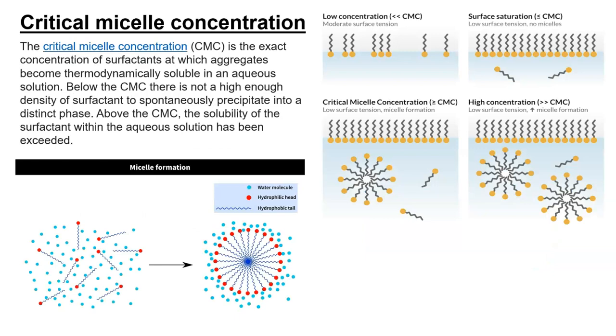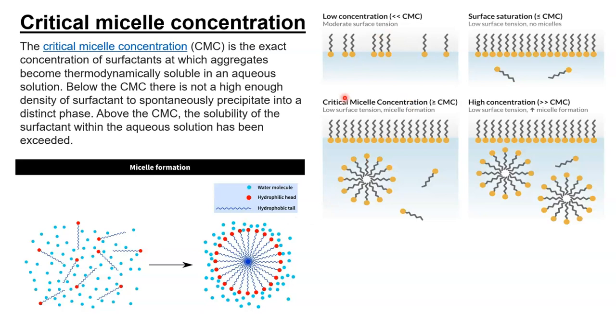Now, as we have mentioned in the previous slide, what is critical micelle concentration? The critical micelle concentration is the exact concentration of the surfactants at which aggregates become thermodynamically stable in the aqueous solution. Below the CMC, there is not a high enough density of surfactant to spontaneously separate into a distinct phase. And above the CMC, the solubility of the surfactant within the aqueous solution has been exceeded.